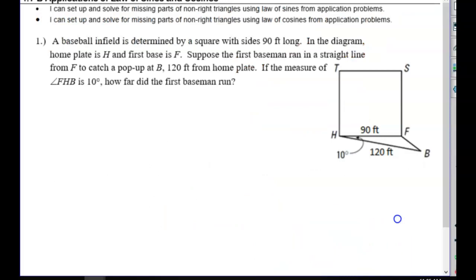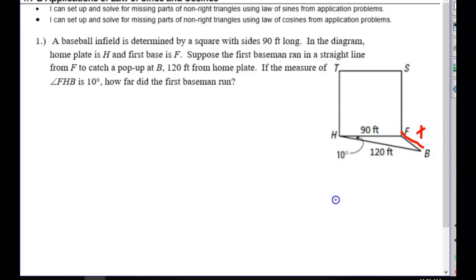All right, then the section on applications. It says a baseball field is determined by a square with 90 feet long. The diagram H is home plate. F is first base. Suppose the first baseman ran in a straight line from F. He was standing at first base and he ran over to catch a pop-up at B. The pop-up was 120 feet from home plate. Somehow they knew the angle was 10 degrees. So how far did he run from here to here? What would we have to do there?